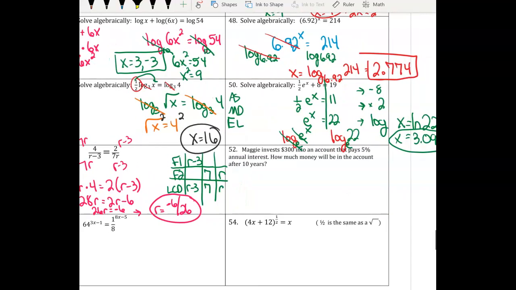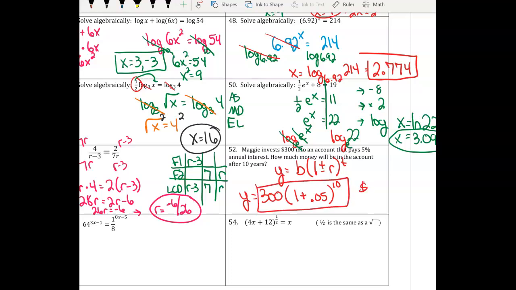So this is the last chapter. Maggie invests $300 into an account that pays 5% annual interest. So how much money will be in the account after 10 years? I do not see the compound word in here, so I will be using this formula. My original amount, the beginning amount, is 300. 5% as a decimal is 0.05, and it's going to earn interest, so I'll put a plus. And then I'm going to put the 10 in, and then I can just type this whole thing into my calculator exactly as I see it. And since it's money, this time I'm going to go for 2 decimal places.